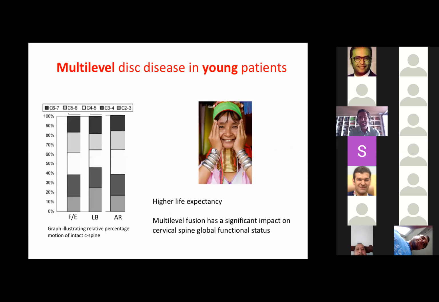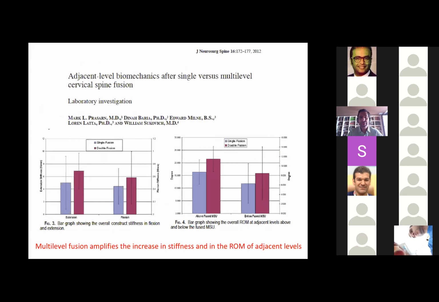As I said, since the beginning of our massive experience with arthroplasty in 2004, we were always very interested in multi-level patients, because if you do ACDF one level, you don't lose much motion, you don't impact a lot on the quality of life of patients. But when you face multi-level disc disease, especially in young patients with a high life expectancy, multi-level fusion has a significant impact on functional outcome in years to come.